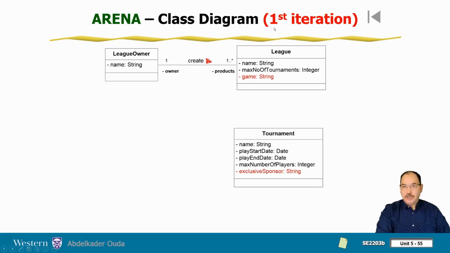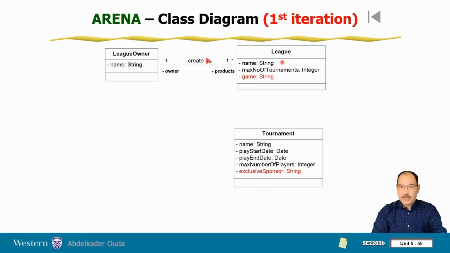So for the first iteration, you can see here I started with my first iteration, assuming that the game is of type string. The exclusive sponsor is of type string. But later on, I'm going to find that the game itself is a class, and the sponsor itself is a class as well. So later on, I'm going to adjust this.